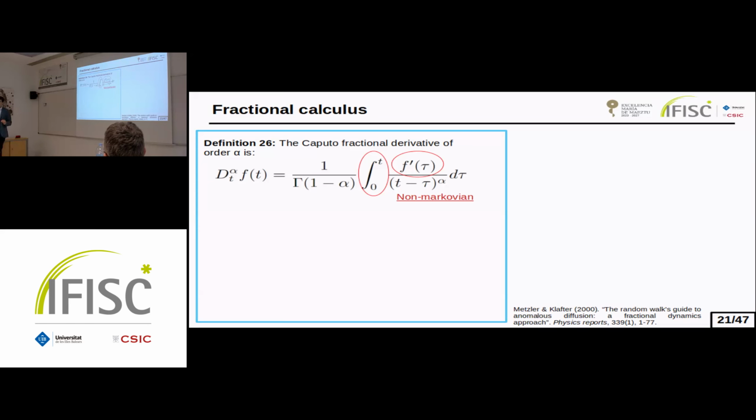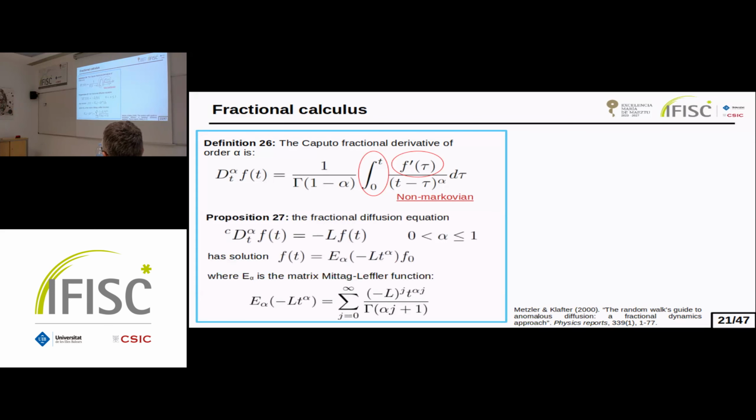This means that when we are evaluating this operator, we are not only looking at the local neighborhood of the node in time, we're also taking into account all the values of the node in the past, giving more weight to the present. So we are including a memory effect. This is a non-Markovian operator. Now, if we use this operator in the diffusion equation, the solution is a bit more complicated. It's not the exponential.